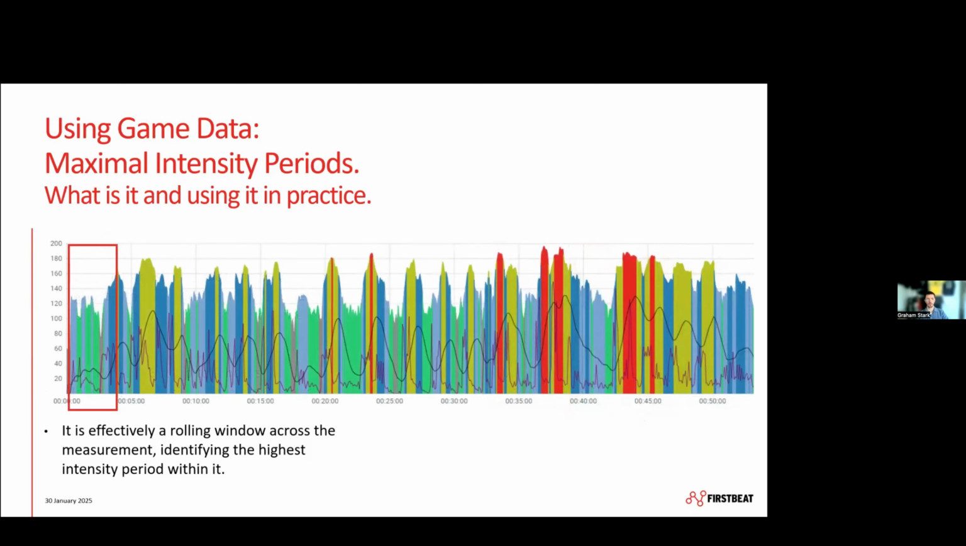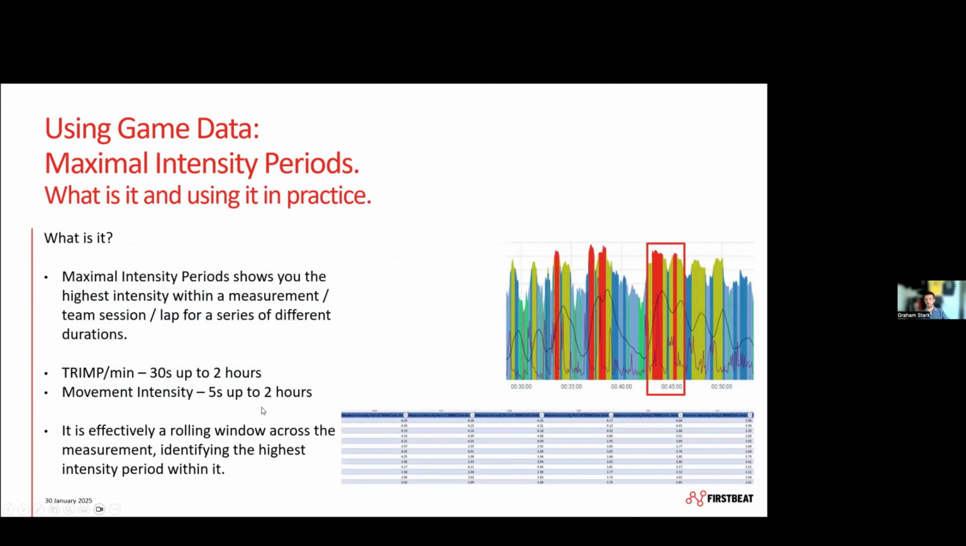So here is a visual representation of it. This is your time period you're interested in. It's rolling throughout the whole measurement to find the most intense period. And then it may identify that this particular part was the highest intensity 4-minute period within your game, within your measurement. So although it's not got the peak heart rate, the full 4-minute, this would be the highest intensity part within it.